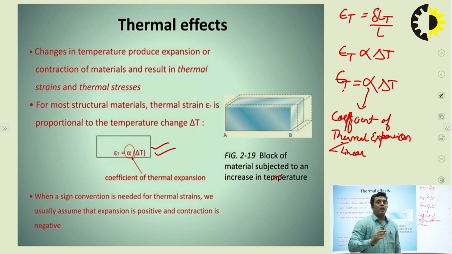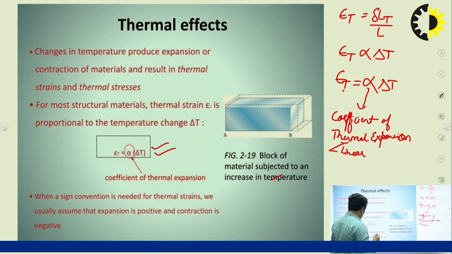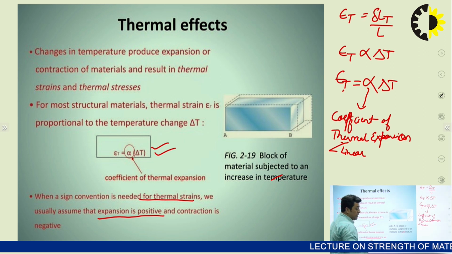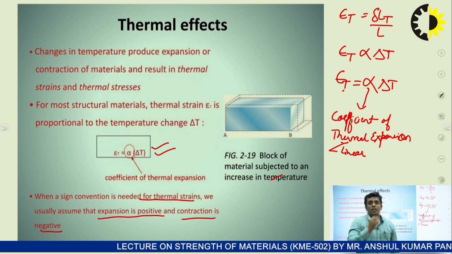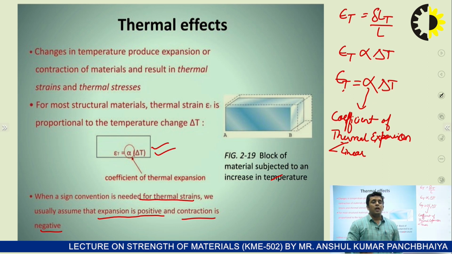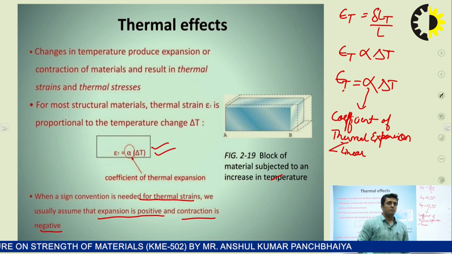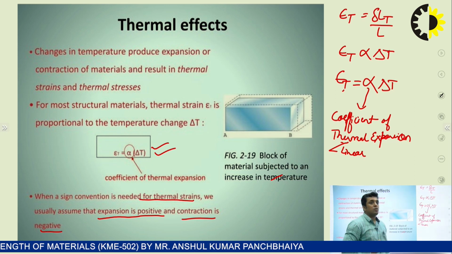So what we are going to take as a sign convention is that whenever there is a thermal strain and there is an expansion, we take it as a positive quantity, and contraction we take as a negative. Meaning if we are calculating thermal strain and we have an expansion, then we will take it as positive, and if we have a contraction, we will take it as negative. I hope you are all clear with this concept.